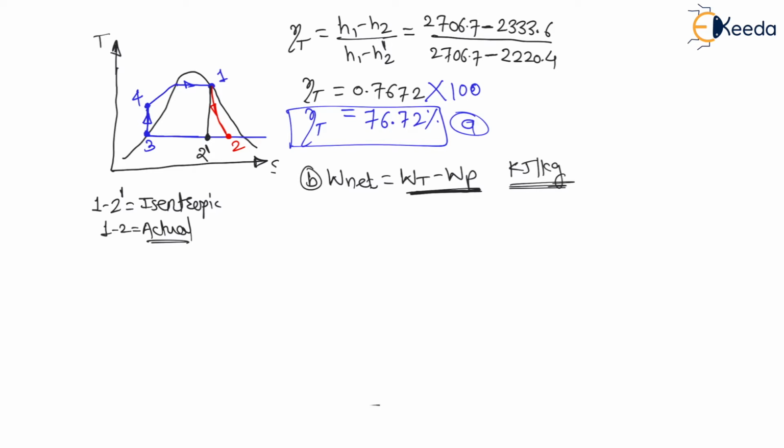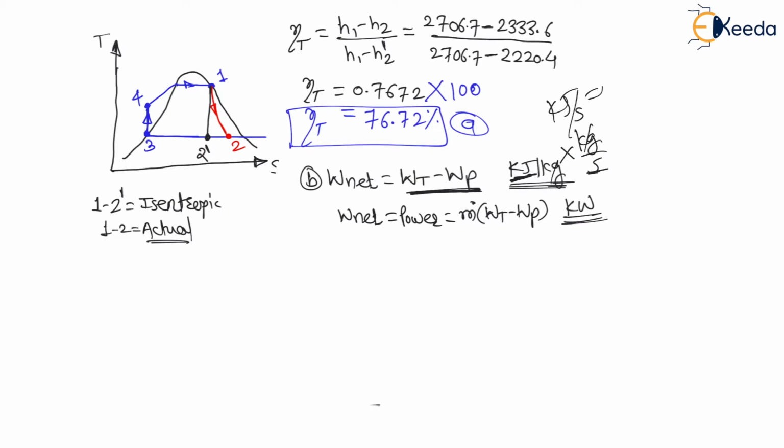And my dear students, if I multiply this net work with mass flow rate, then it will become power. That is, work of turbine minus work of pump, multiplied with mass flow rate, will become kilowatt, which is called power, right? So here we will calculate power, right? That we are going to multiply with mass flow rate in kg per second. That is kilojoule per kg. If I multiply this kilojoule per kg with kg per second, this kg will get cancelled. It will become kilojoule per second, and kilojoule per second is nothing but kilowatt. Therefore the answer will become in kilowatt, right? So my dear students, we will calculate both answers, right?